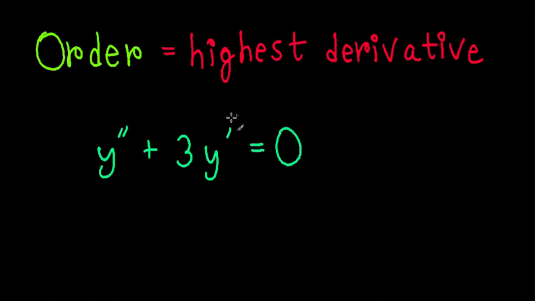Now, first thing, what's the order here? As we said, the order is 2. The second derivative, that's the highest one. So the order is 2. We can say that right off the bat.